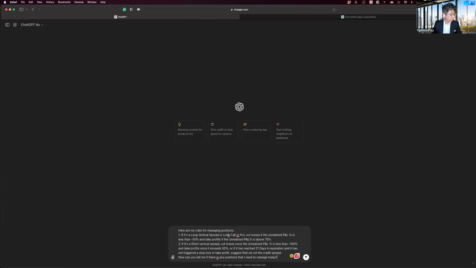Number one, if it's a long call spread or a long call or a long put, so any type of debit spread trade, cut losses if the unrealized P&L percentage is less than negative 50%, meaning I lost more than 50% of the debit that I paid, and take profits if the unrealized P&L is above 75%. You can obviously customize these numbers to your own thresholds. And if it's a short credit vertical spread, such as the credit spread, cut losses if I've lost more than 100% of the premium that I've collected, or take profits if I've made more than 50% of the total max gain.